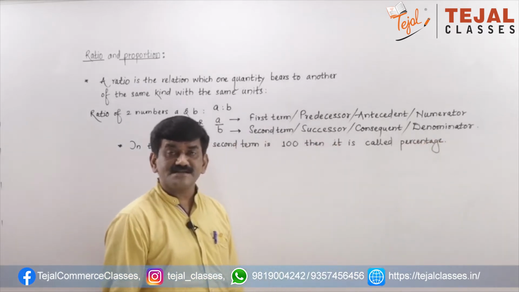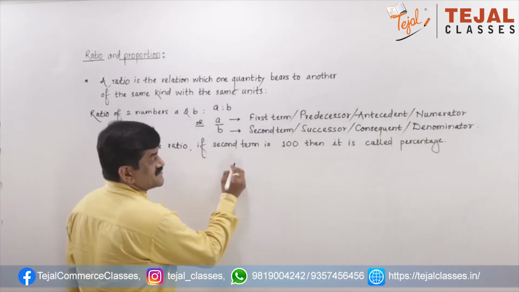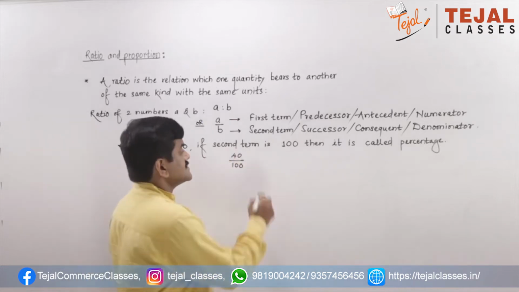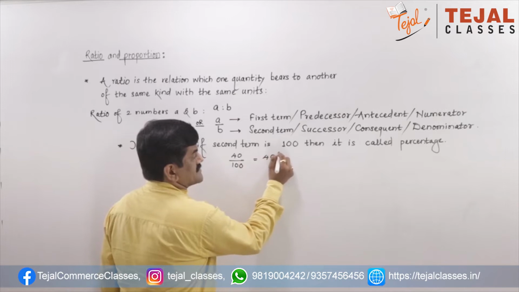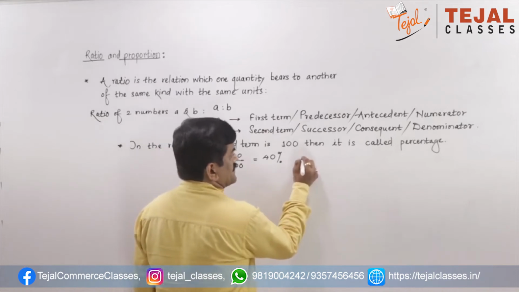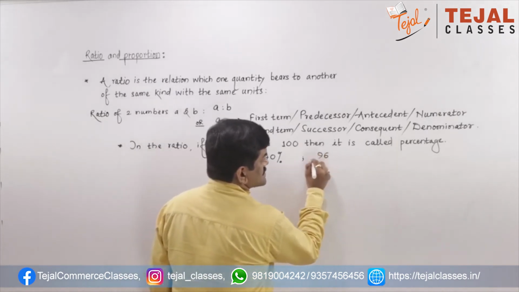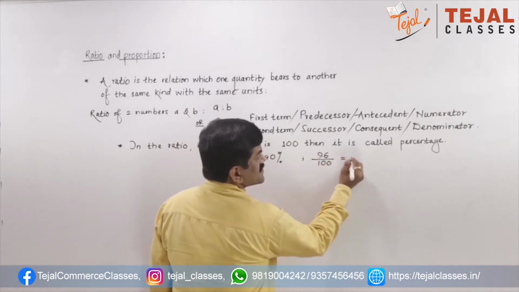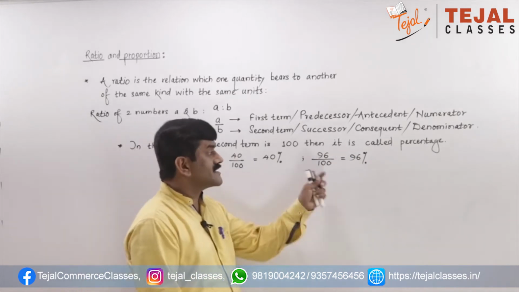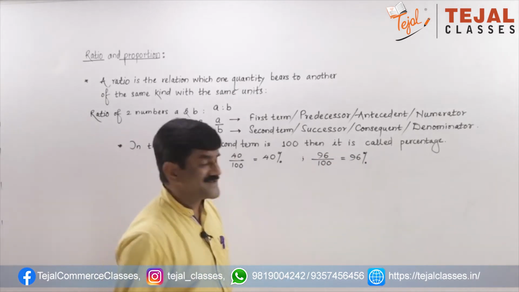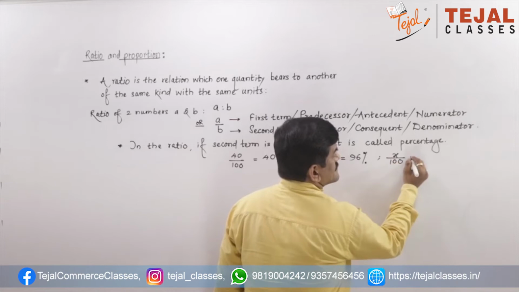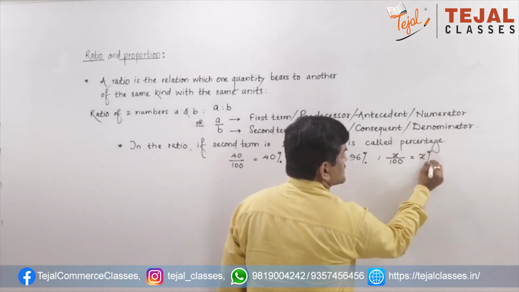What is meant by percentage? Suppose in your English paper you got 40 marks out of 100. This is called 40 percentage, 40%. Again, in your paper, you got 96 marks out of 100. This is also called 96%. This is not only for numerical, you can present like this also. If x upon 100, then it is called x percentage. Yes, we can.